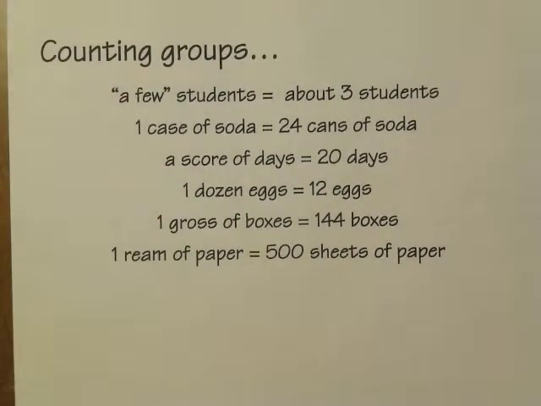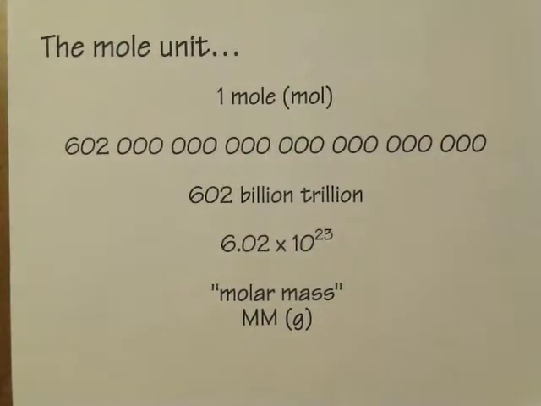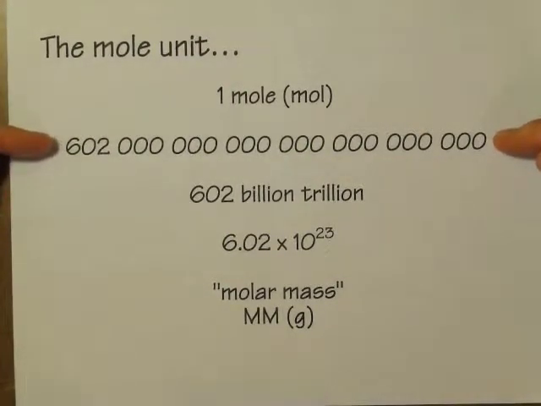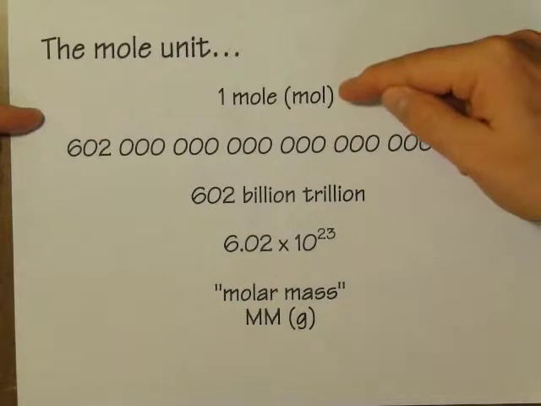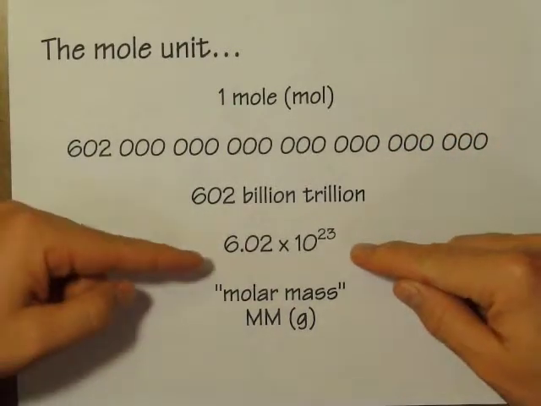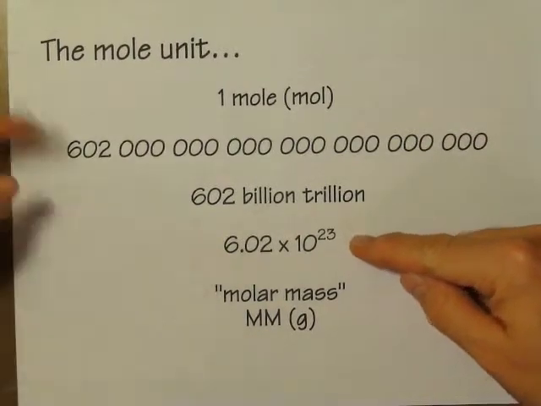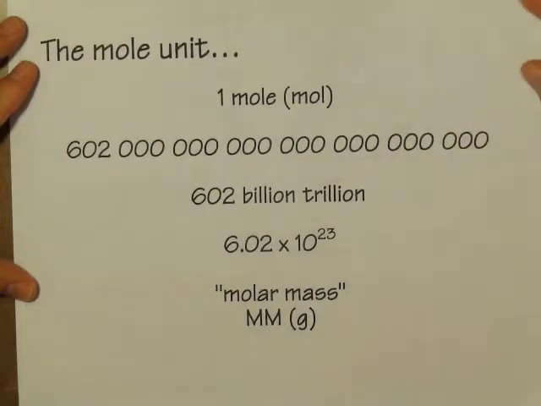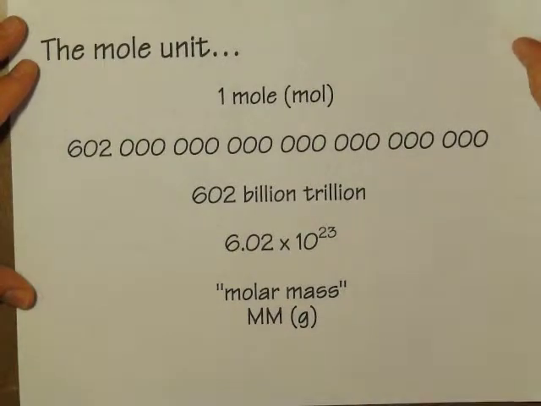When there are things to count that are really, really small and really, really many, we use a big, huge number. It's called the mole, and it is 602 billion trillion. That's how many are in a mole, represented by mol. That's how we write the unit. 602 billion trillion, 6.02 times 10 to the 23rd, is sometimes called Avogadro's number, named in honor of the Italian scientist Amedeo Avogadro, who was instrumental in helping to determine how many particles there are in a sample of matter.